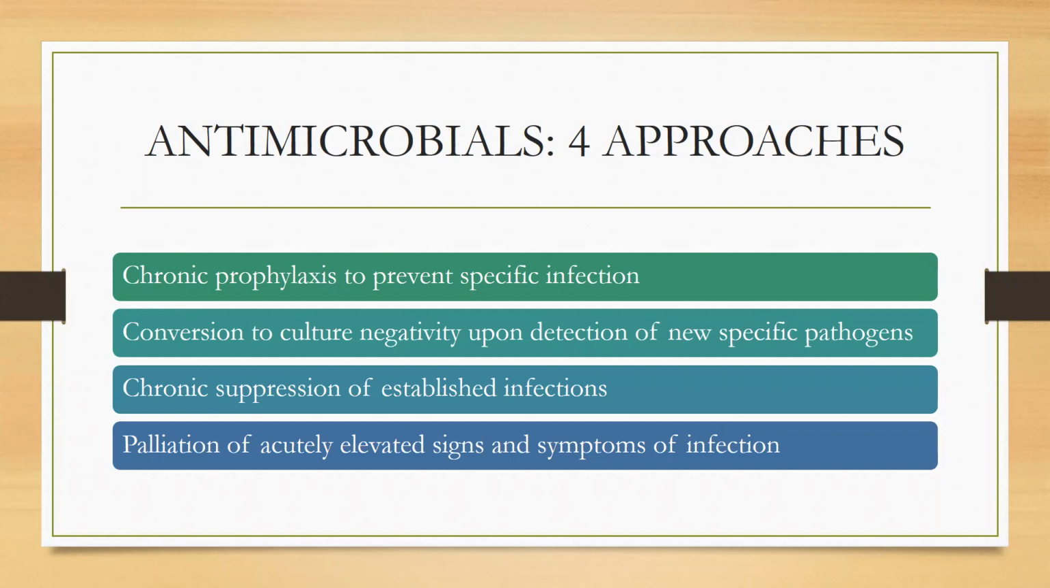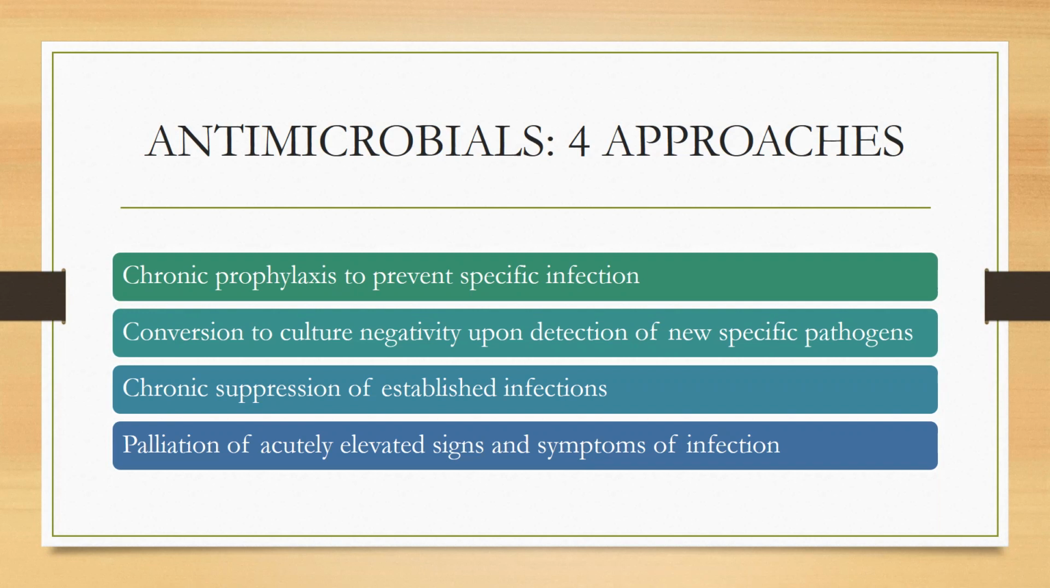So one would be chronic prophylaxis to prevent specific infections. So that would be the inhaled tobramycin. The current recommendation is that you have inhaled tobramycin and you do it on an on-cycle, off-cycle basis. So you do it for 28 days straight, then you don't do it for 28 days. And then you do it for 28 days straight and you don't do it. And that's always, you always want to prevent getting Pseudomonas.